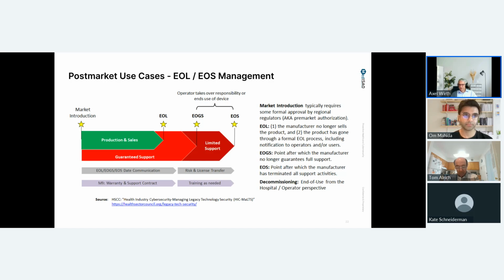Now, there are a number of challenges here. There are many times regional regulators, like in the US, the FDA, that regulate at least the market introduction and may get involved even in end of life announcements.